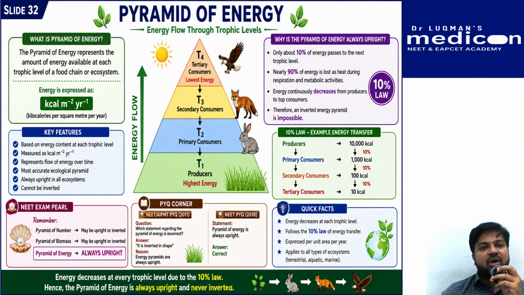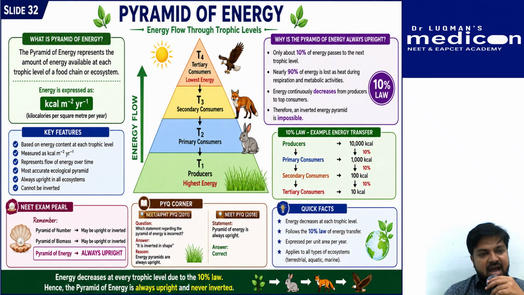Now comes the pyramid of energy. First of all, let's understand what we mean by the pyramid of energy. The pyramid of energy represents the amount of energy available at each trophic level of a food chain or ecosystem. Previously we studied number, then biomass, and now it's energy.